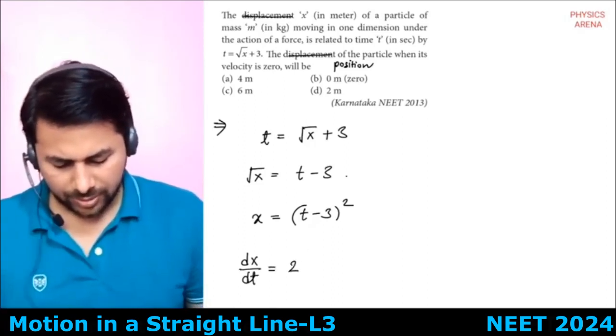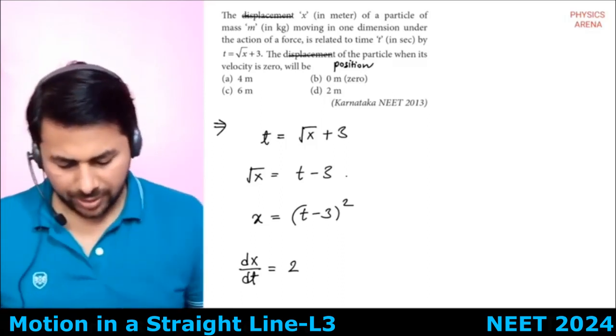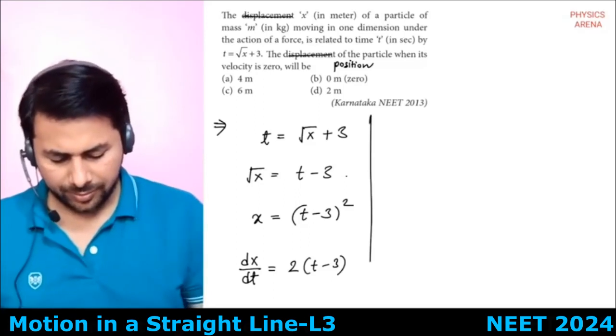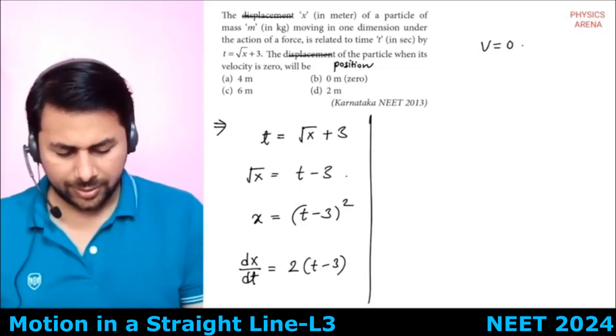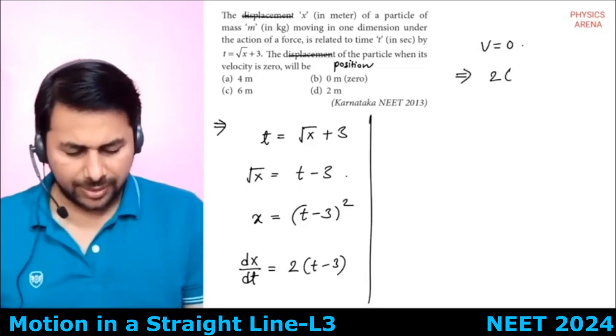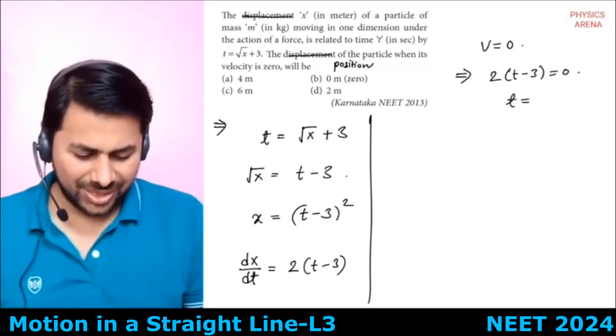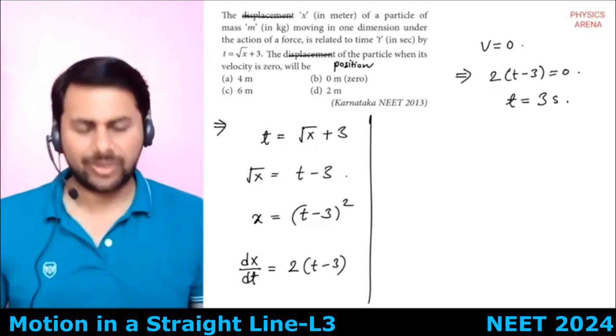So it is just 2 times (t minus 3), and this is 0. So v is 0 means that 2 times (t minus 3) is 0. So 2 cannot be 0. So t equals 3 seconds. This is what we have.